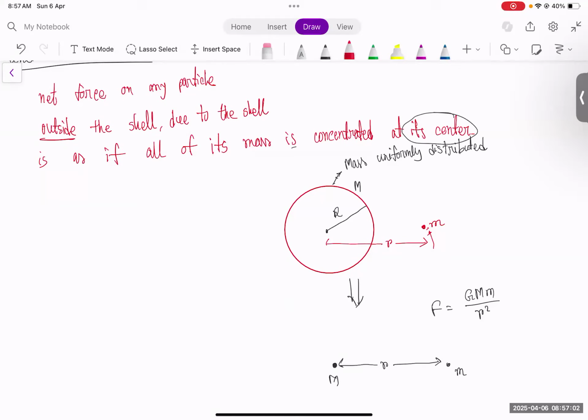So when আমরা এই ইউনিফর্ম শেলটার বাইরে আছি, তখন শেলটা কিভাবে বিহেভ করে? যেন এর সব ম্যাস এর কেন্দ্রে কেন্দ্রীভূত আছে। আসলেই কি আছে? Obviously না, this is a shell, mass distributed আছে. But for gravitational purposes, it behaves as if all of its mass was concentrated at its center.